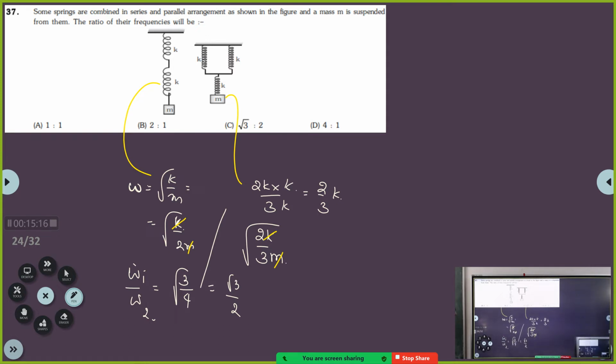So this also you can solve by inspection, right? When the question is given below, you can quickly do it like this.